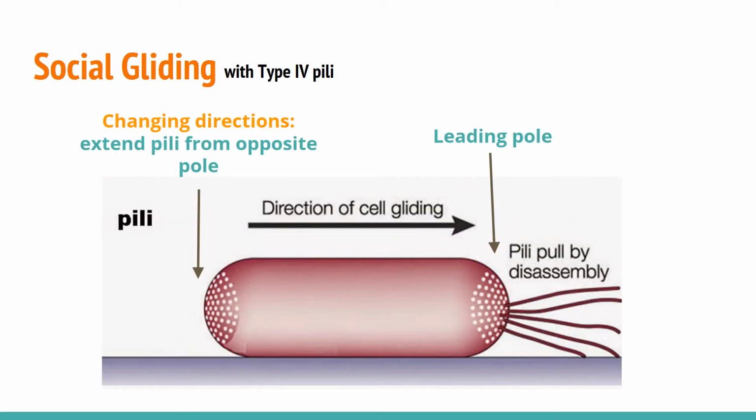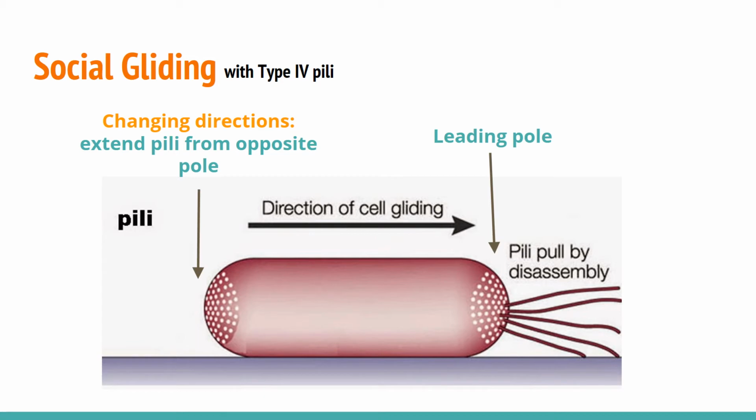Social gliding relies on type 4 pili, such as the pili used in twitching motility. Pilus retraction appears to be the driving force behind bacterial twitching motility. The model suggests that a gliding cell repeatedly extends pili from its leading pole, or the pole that is in line with the direction of movement. As the pili attach to a surface, they retract or pull back into the cell, resulting in cell movement.